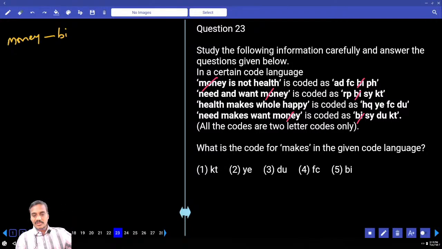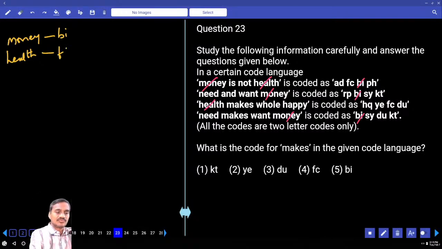Then if you compare 1 and 3, E is not health. Health is the word that is common between the first and the third, and the code that is common between these two is FC. The code for health is FC.